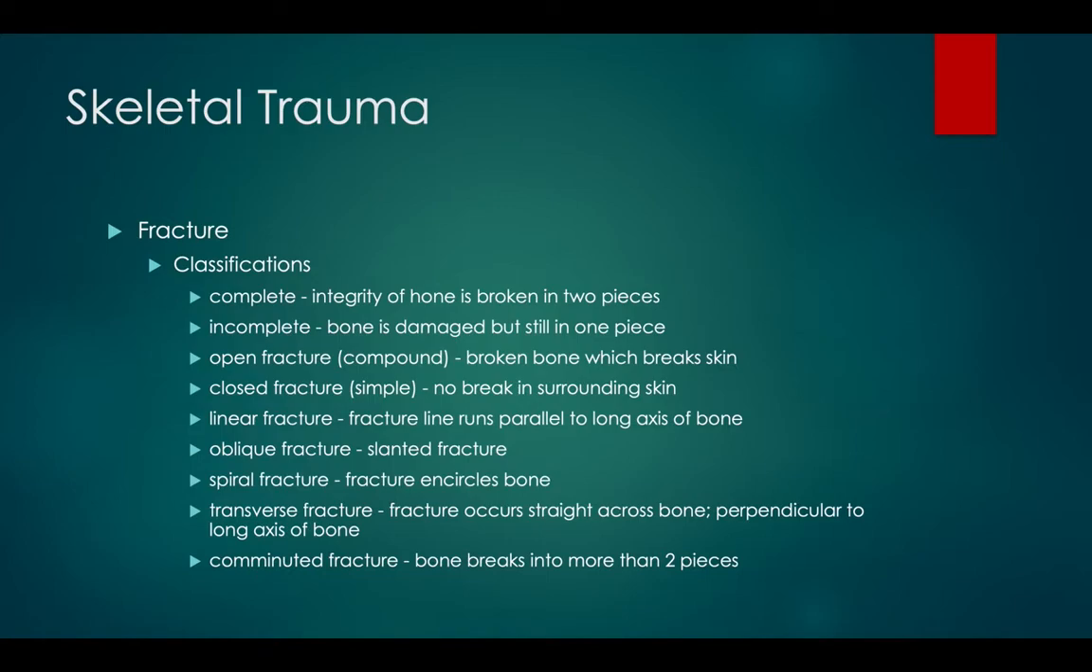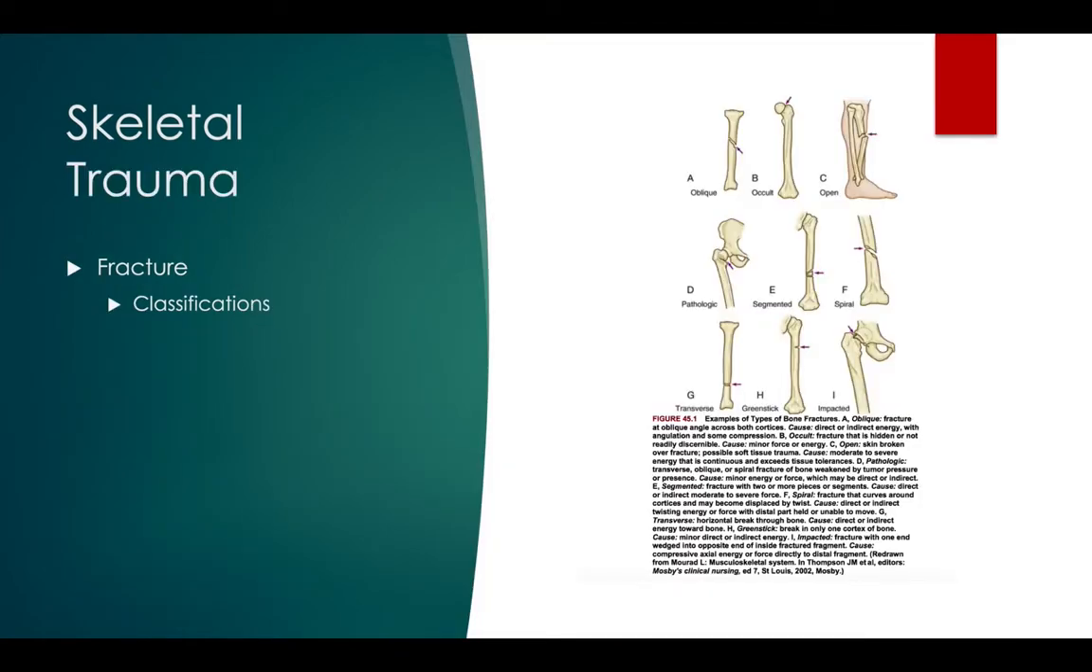Linear fractures, where the fracture line runs parallel to the long axis of the bone. Oblique is kind of a slanted fracture, like when you cut something on a bias. It's that shape. Spiral fractures encircle the bone. Transverse is where the fracture is perpendicular to the long axis of the bone. And then there's comminuted, where the bone breaks into more than two pieces. And this is a diagram that illustrates all the different types of fractures that we discussed, plus a few more.